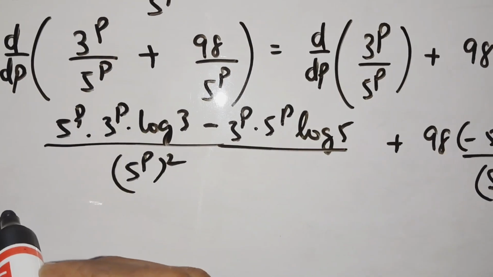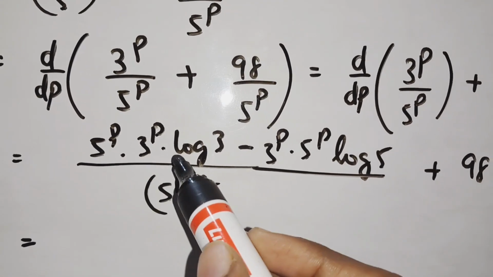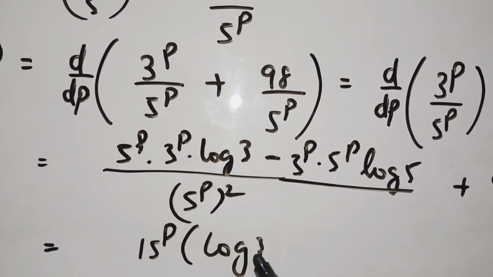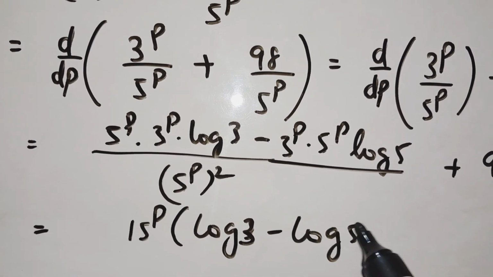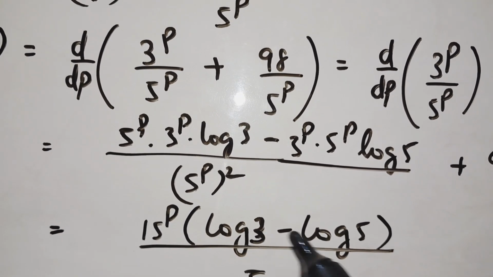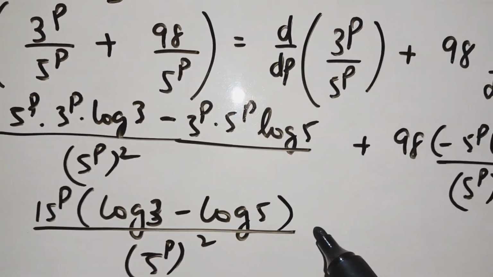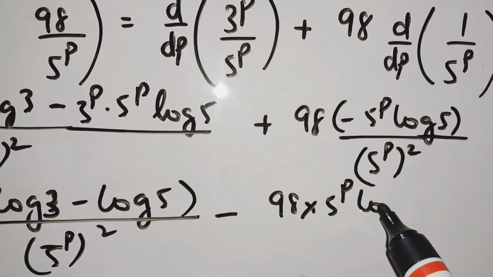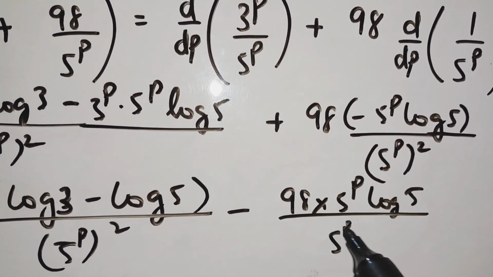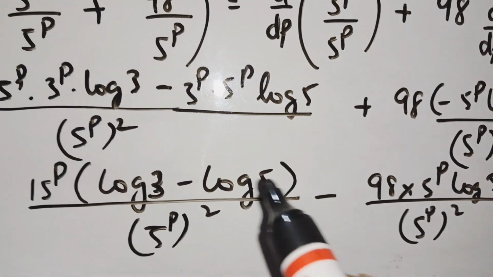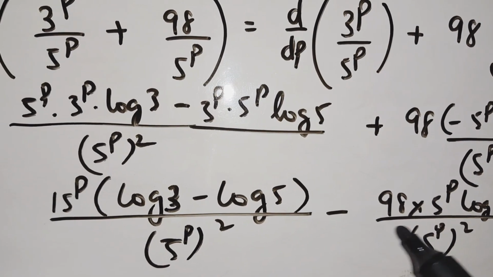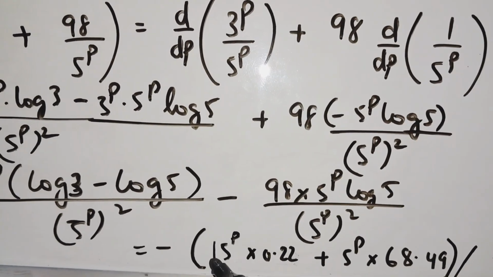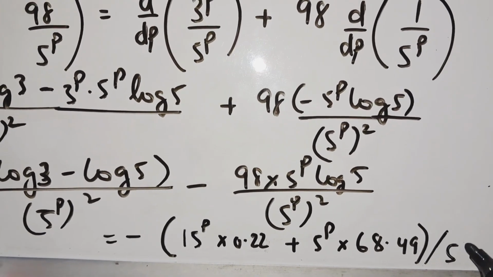Here we will see that 5 to the power p into 3 to the power p is common, which is 15 to the power p, and it is log 3 minus log 5. Obviously it will be negative because log 3 is less than log 5, and this side is already negative. 98 into 5 to the power p log 5 by 5 to the power p whole square. Okay, this is negative, this is already negative, so we will get the negative of some term. We will get something like this over 5 to the power 2p.